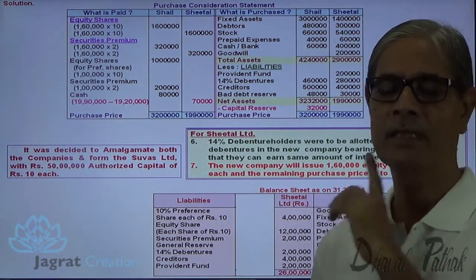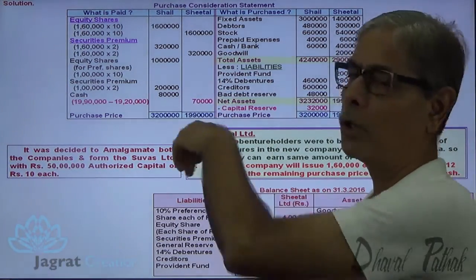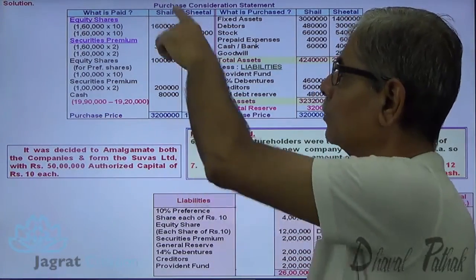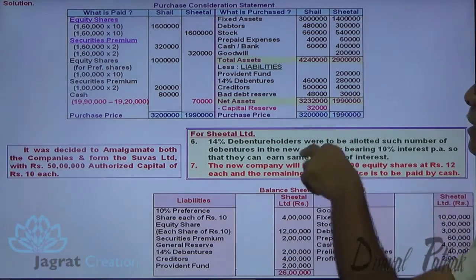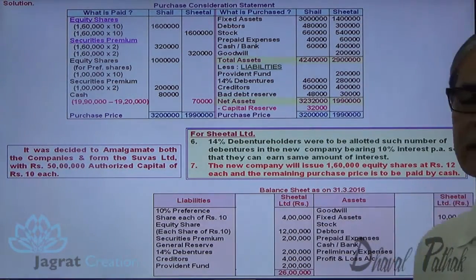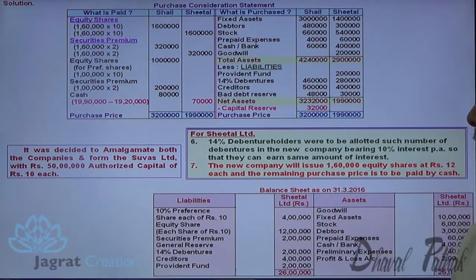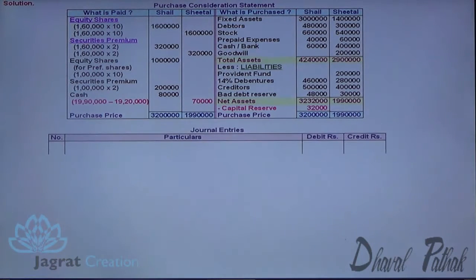Notice it. This is an important sum, wherein the purchase consideration statement for Shail depends upon the purchase price for Shail, which depends upon the net total payment, and the purchase price of Sheetal depends on net assets. That's an important point. After preparing this working note, I'll proceed with writing the journal entries, which is simple.